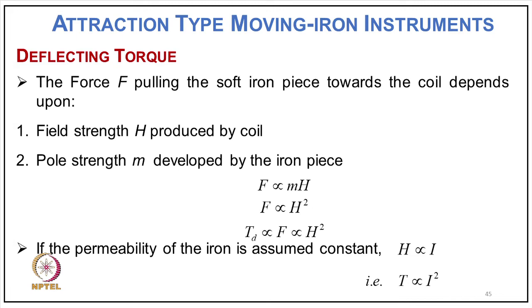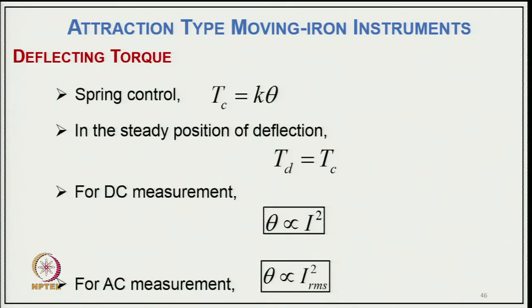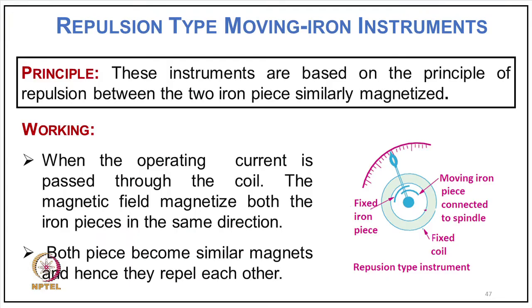Now, coming to deflecting torque, the force F pulling the soft iron piece towards the coil depends upon the field strength H produced by the coil and the pole strength M developed by the iron piece. So, F is proportional to M H, and F is proportional to H square. So, T_D is proportional to H square. If the permeability is assumed constant, H is proportional to I, so T_D is proportional to I square. Now, with spring control, T equals K theta, and in a steady position of deflection T_D equals T_C. So, for DC measurement theta is proportional to I square, or for AC measurement theta is proportional to I RMS square.